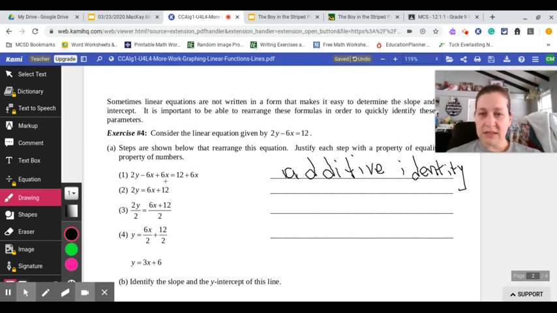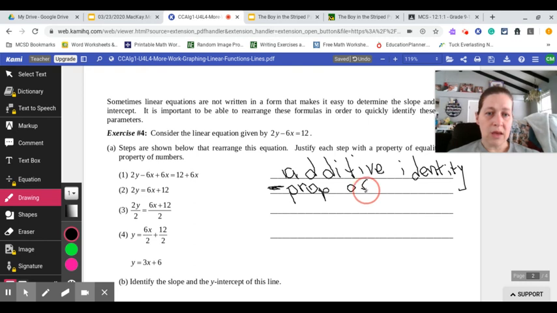So when I have 6x minus 6x plus 6x, that's going to also, I believe, be the same property. I'm not 100% sure which property they're looking for with that one. Let's actually write property of 0, because we know that if we take 6 and then we subtract 6, we're going to have nothing. So we're going to do property of 0.